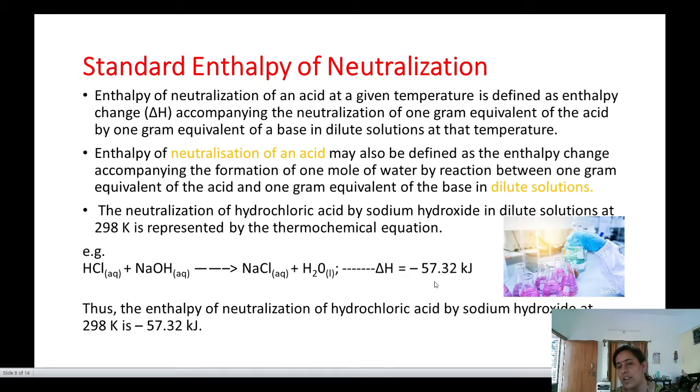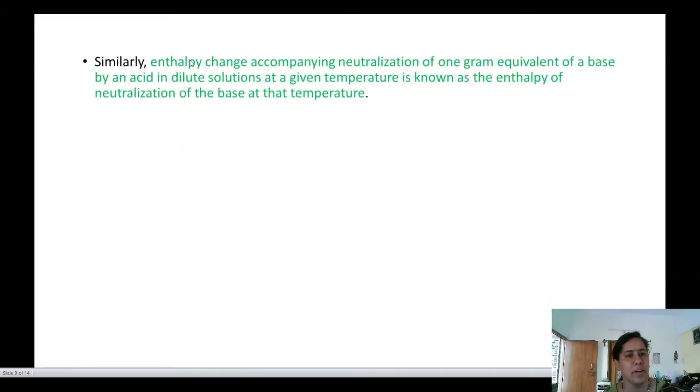Here delta H is equal to minus 57.32 kilojoule per mole. Thus, the enthalpy of neutralization of hydrochloric acid by sodium hydroxide at 298 Kelvin is equal to minus 57.32 kilojoule. Next point. Similarly, the enthalpy change accompanying neutralization of 1 gram equivalent of a base by an acid in a dilute solution at a given temperature is also known as enthalpy of neutralization.